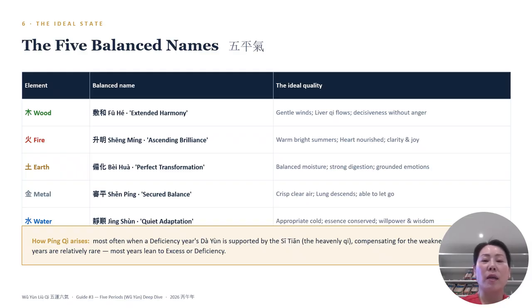And how does a year become balanced? As the gold box says, most often it's when a deficiency year happens to be propped up by the Si Tian, the heavenly qi, which compensates for those weaknesses. True balanced years are fairly rare. Most years tip toward excess or deficiency, which is exactly why they are treasured.